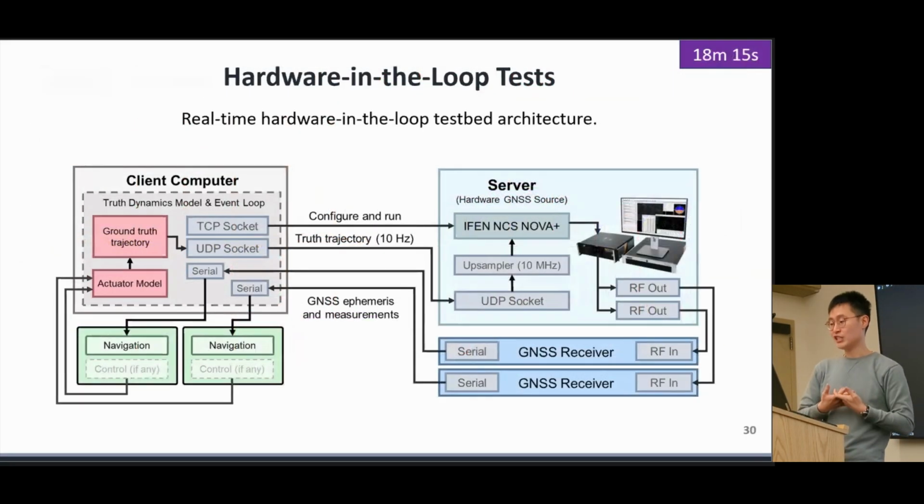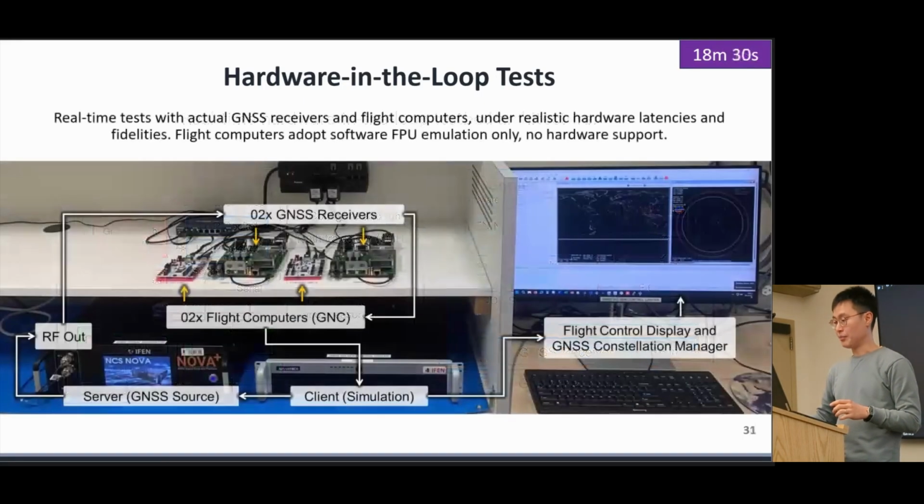Finally, we're going to put navigation under the ultimate stress test, an actual real-time hardware-in-the-loop test bed. So we use an iPhone Nova Plus as our source of GNSS signals. The whole setup is closed loop with a controller and a maneuver planner which actuates the ground truth trajectory and feeds the maneuvered trajectory back into the iPhone so that the signals emulate the controlled trajectory. This is a quick look at how the actual experimental setup looks.